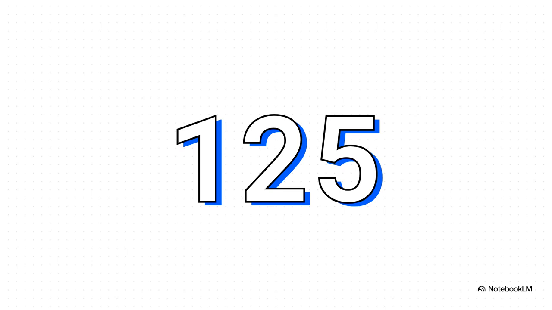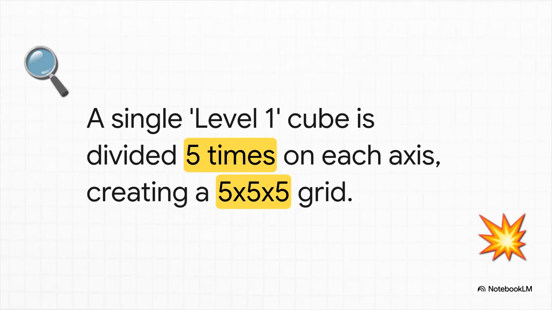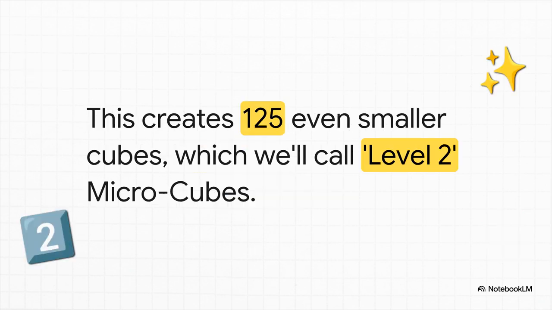Well, believe it or not, we just repeat the same exact process, just on a smaller scale. We take that one little cube and we slice it up even more finely this time. We're making 4 cuts on each axis. That gives us 5 rows, 5 columns, and 5 layers deep, a 5 by 5 by 5 grid. And these are our level 2 microcubes.